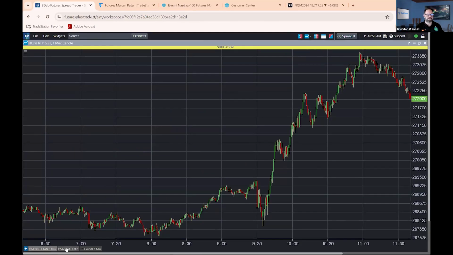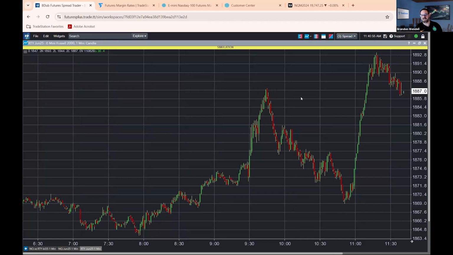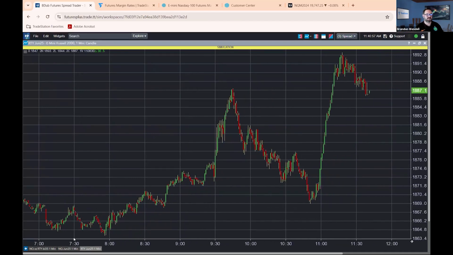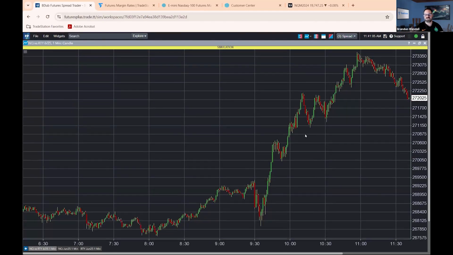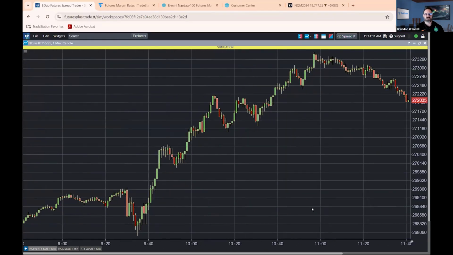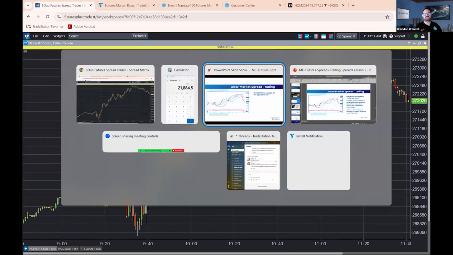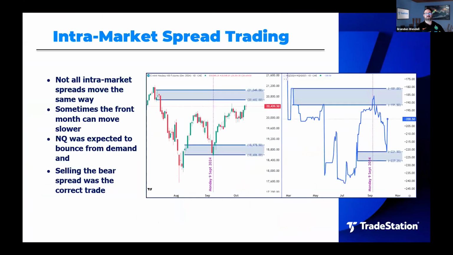And of course, if I want to take a look at the individual legs, they are here as well. It's on a 1-minute chart, but that's okay. You see the Russell 1 minute, NASDAQ 1 minute, and then the spread, again, 1 minute, or I could change time frames. But I would trade this the same way I would anything else, just using my technical analysis, supply and demand. So going back to my deck here, a little bit further, intra-market spread trading.